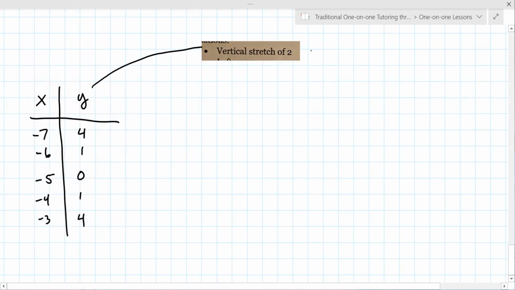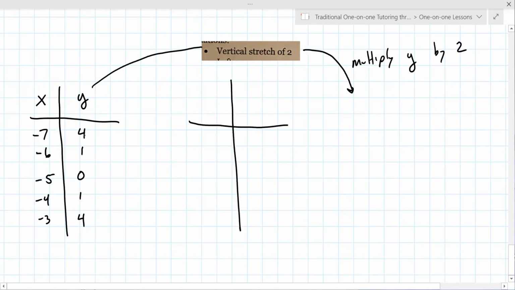So that affects the y values. So you multiply y by 2. Y is 4, right? You multiply each of these y values by 2. So let's do that. What is 4 times 2? 4 times 2 is 8. 1 times 2 is 2. 0 times 2 is 0. 1 times 2 is 2. 4 times 2 is 8. Okay, and you keep the x values.